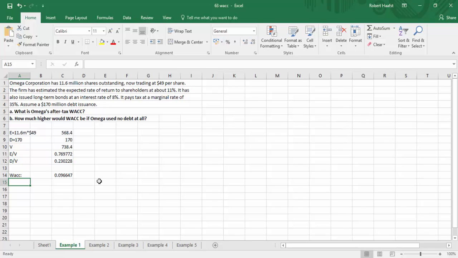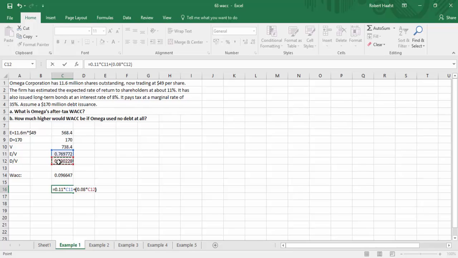Which means our weighted average cost of capital is 9.6%. So for question B, the cost of capital multiplied by the ratio equity to value plus the long-term bond rate times the debt to value, which is roughly 10.3%.